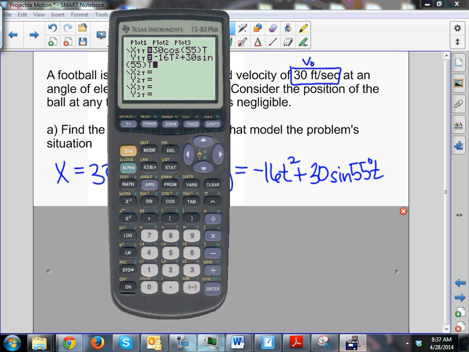If you were to guess what kind of graph this is, what do you think it's going to be? A parabola.